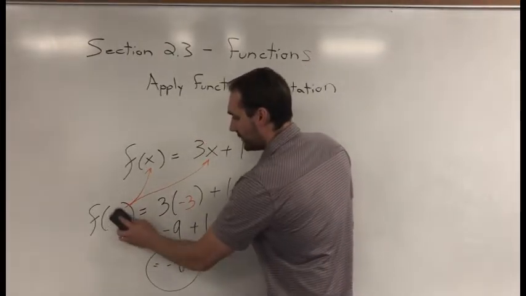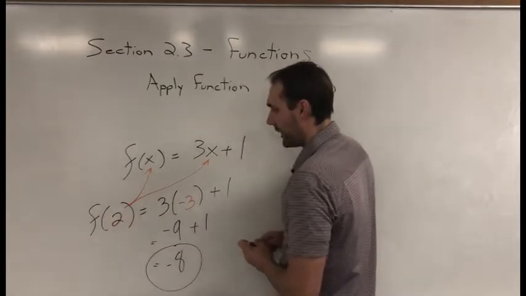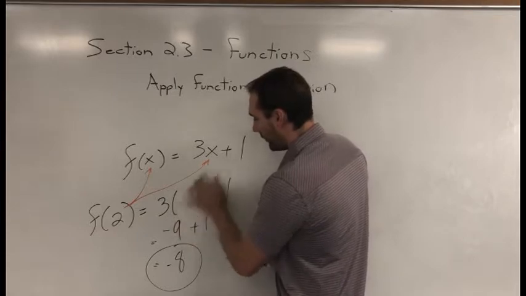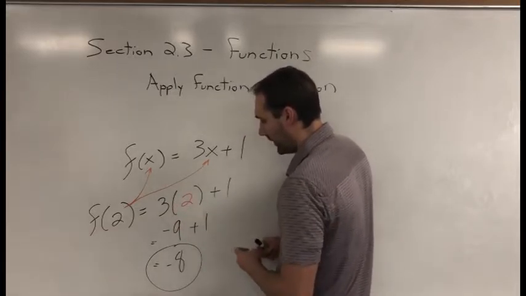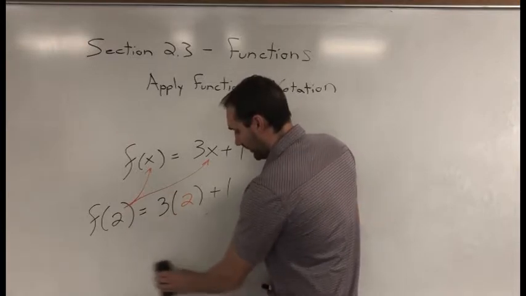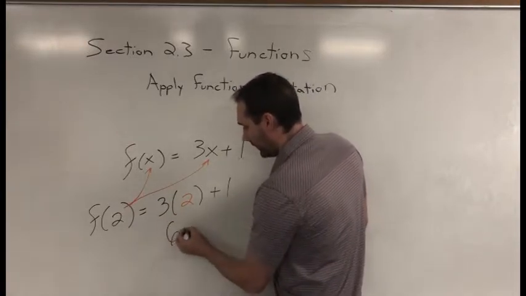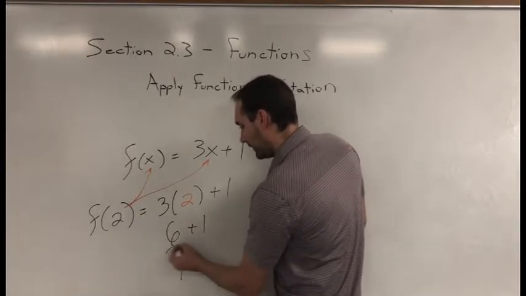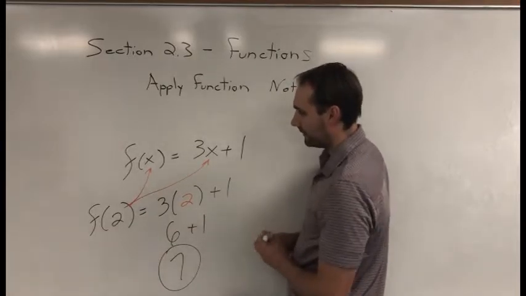Again, if I were to change this to, let's say, a 2, now I want to input 2 into my function. So wherever I have x, I'm going to put in a value of 2 and calculate that. So let's see, 3 times 2 is 6, plus 1. 6 plus 1 is 7. So f of 2 equals 7.